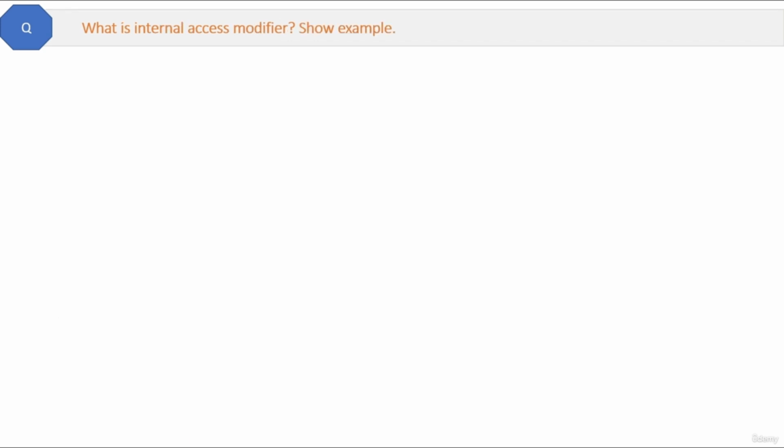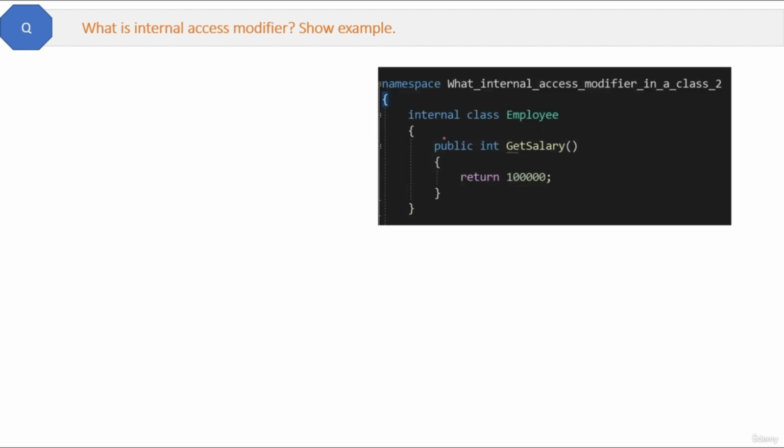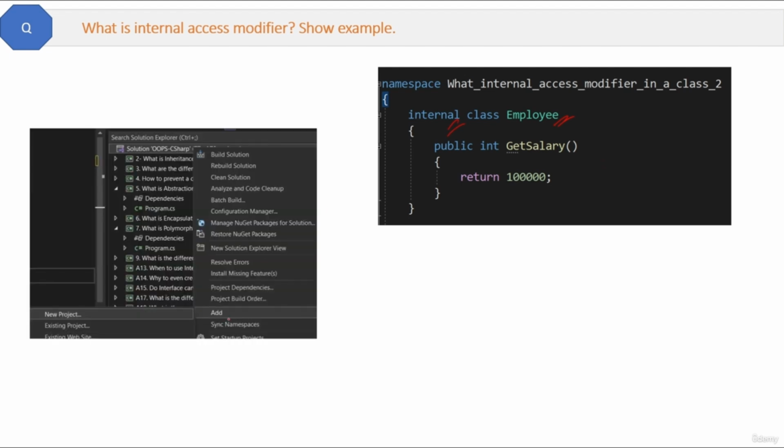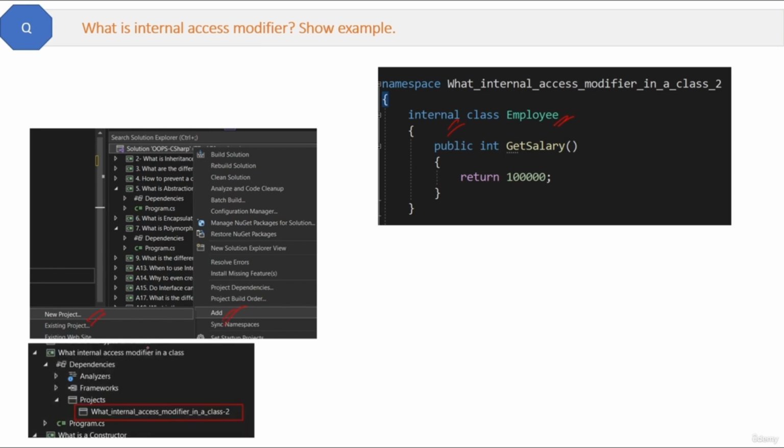What is the internal access modifier? Let's see the code first. Here we have one project with one internal class Employee. Now in the solution, we will add one more new console project. Now in the new project, we will add the reference of the first project like this.